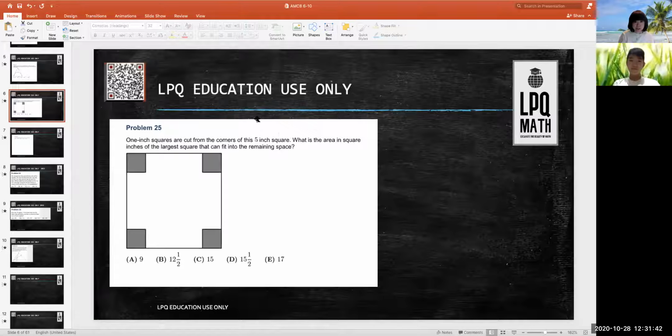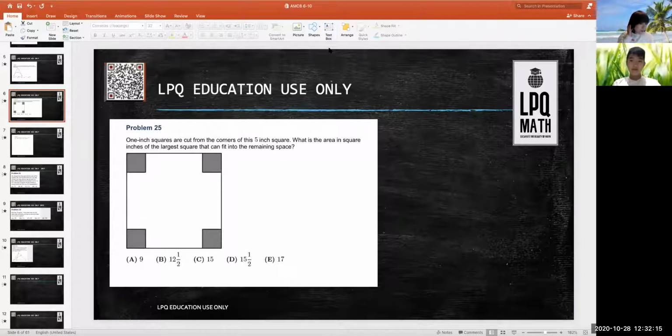So let's start today's class. Today's class is about geometry, something you hate the most. Chris, can you help me read the question first? Okay. Problem 25. 1-inch squares are cut from the corners of a 5-inch square. What is the area in square inches of the largest square that can fit into the remaining space?